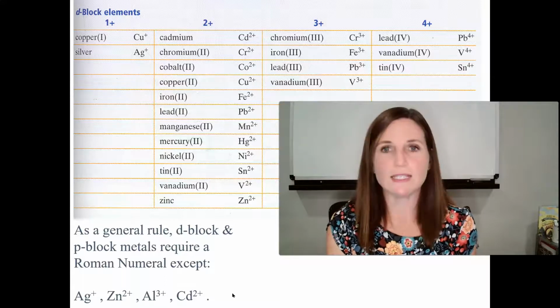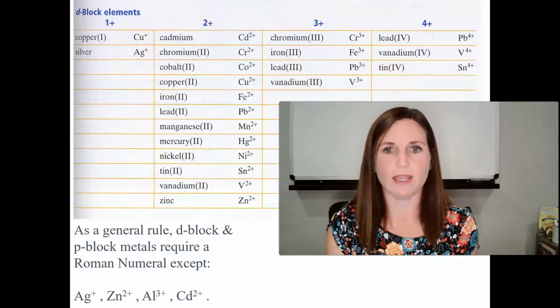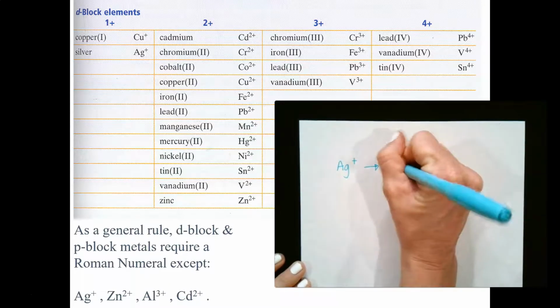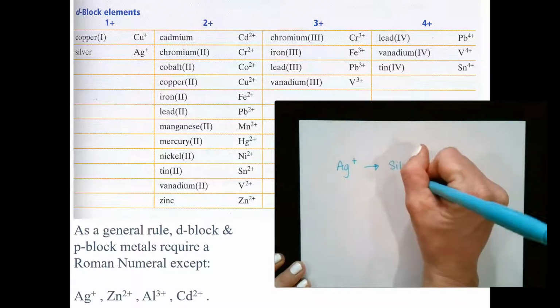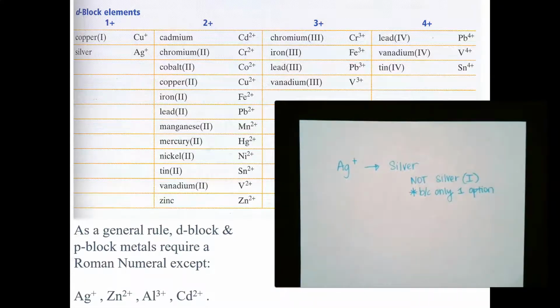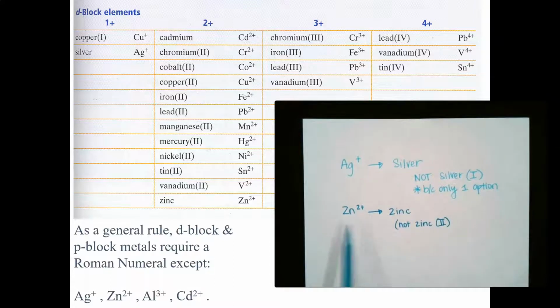So when we write those ones, we write Ag plus, its name is just silver, not silver 1. And that's because there's only one option for silver's charge. The same thing is true of zinc, aluminum, and cadmium. So zinc is just zinc, not zinc 2. So this is something that you have to watch out for. You have to have an eye up for while you're working.